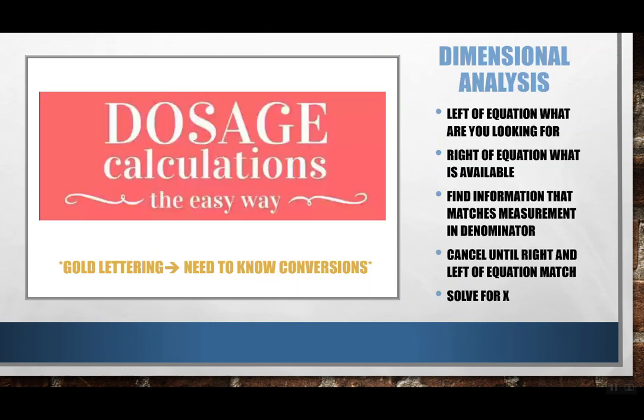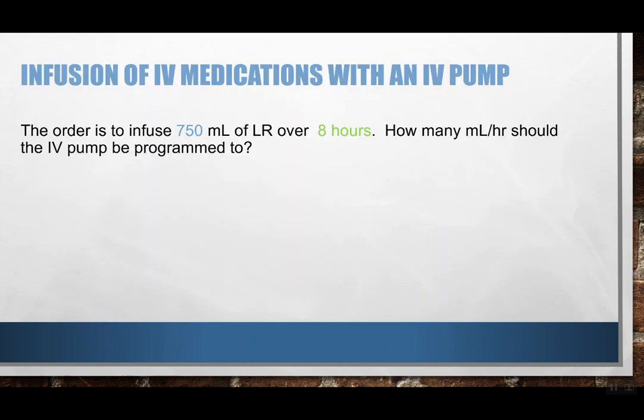So, dimensional analysis. Again, know your conversions, but on the left of the equation, know what you're looking for. Right of the equation is what is available. Find information that matches the measurement in the denominator. Cancel until right and left of the equation match and solve for x. Pause whenever you start seeing these equations and I start going through the answers. It gives you a chance to work on them, and you'll see how I did this with the solving for x moving forward.